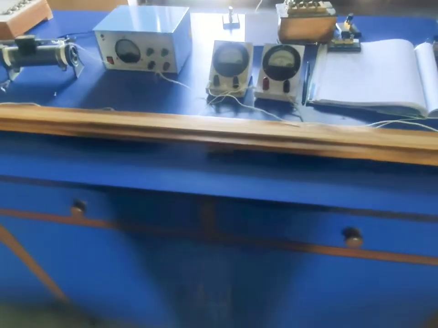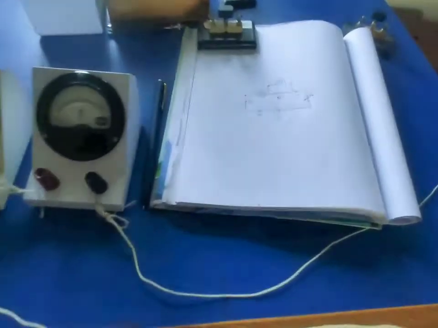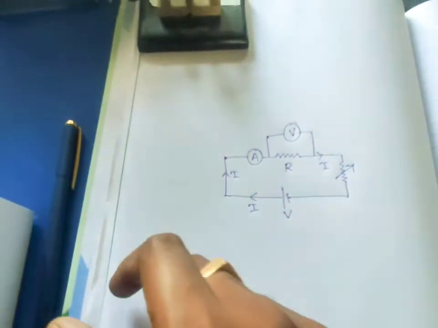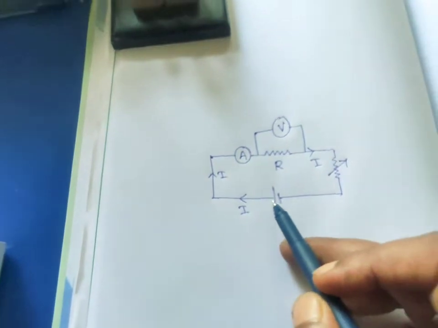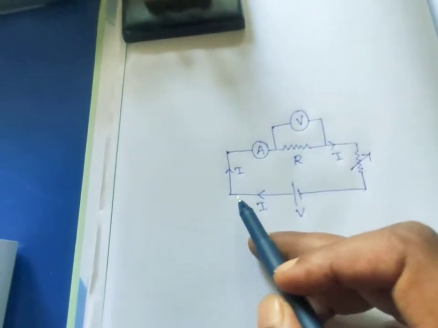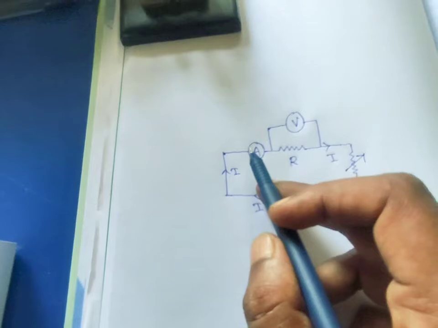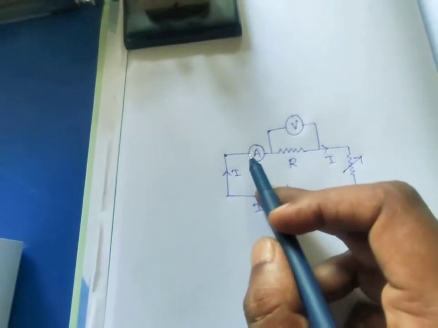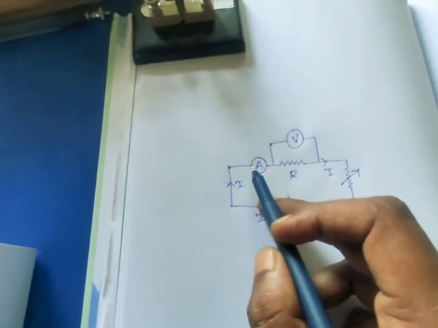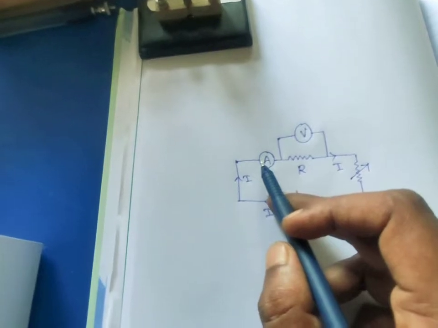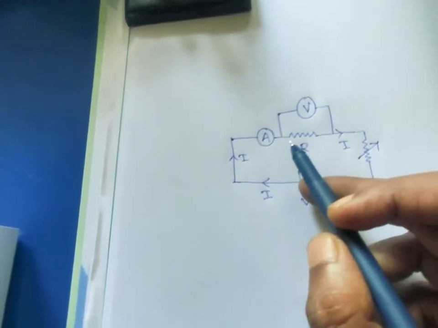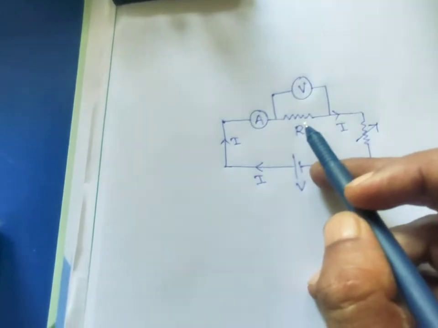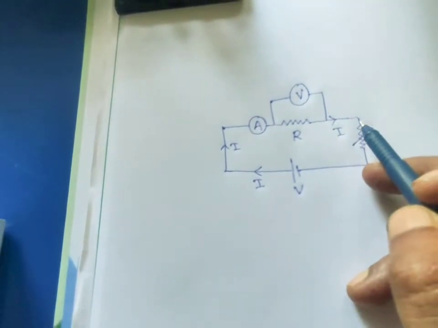Now we get the circuit diagram. There is a voltage source, that is the battery source. Current is coming from the positive end, and it will enter the ammeter. From the ammeter we can see what current is flowing throughout the circuit. From the ammeter, current will go through the resistance, and after that through the rheostat.